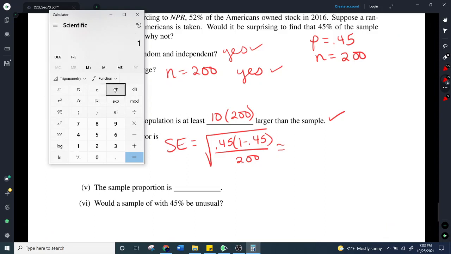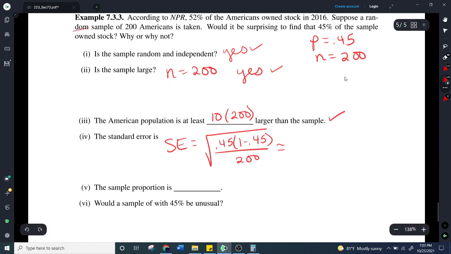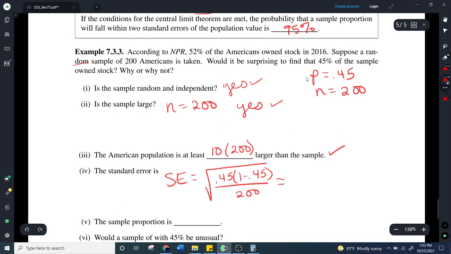Let's see. 1 minus 0.45. I'm sorry. You know what? I just noticed something. I'm using the wrong number. P is not 0.45. Let me read this question again. It said, would it be surprising to find 45%? So scratch that. Let's make that change. Let's read the question a little bit more carefully. I was jumping the gun here.